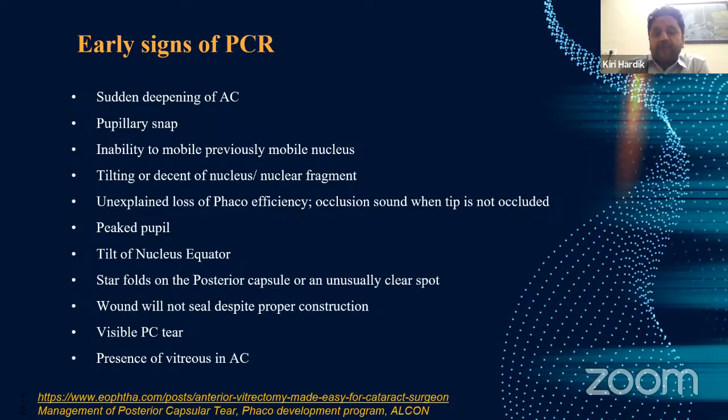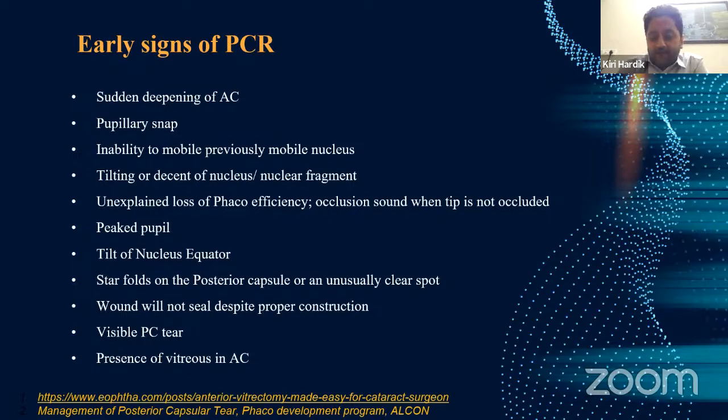When your phaco-tip is not occluded with a nucleus fragment but still shows the occlusion sound, that also triggers that there might be a PCR and there is vitreous in front of your phaco-tip. Tilting or descent of the nucleus, or suddenly disappearing of the nucleus. Pupillary peaking: when you started the surgery the pupil was very round and regular, but suddenly you observe that the pupil is peaking somewhere, then it is possible that a vitreous strand is causing this kind of problem. Tilt of nucleus or star fold over the posterior capsule, or unusual clear spot.